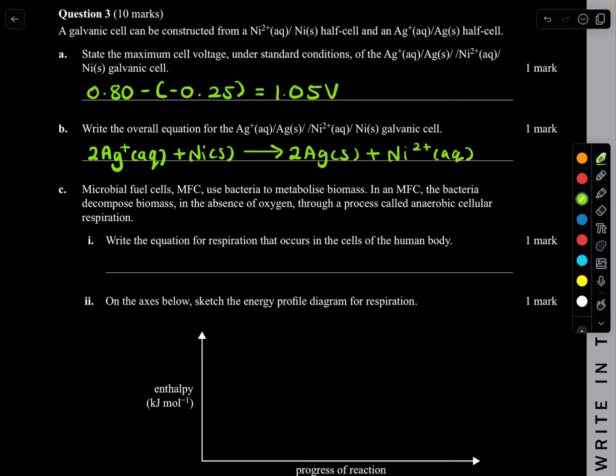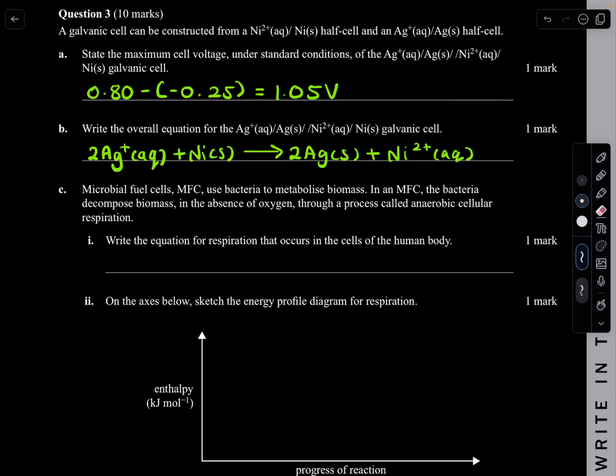Microbial fuel cells. This is a fuel cell that needs to be known in the new study design. If you haven't seen the new study design for those doing the 2024 exams, this is in your study design. You need to know what a microbial fuel cell is. MFCs use bacteria to metabolize biomass. Bacteria break down biomass, which is produced from plant waste, the waste of sheep and so on. Basically, these are all bio waste.